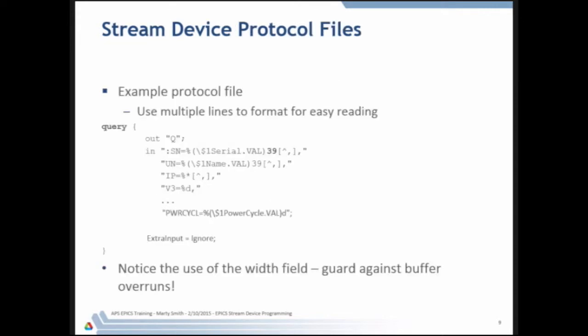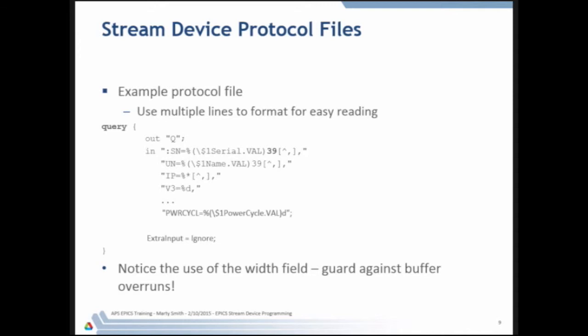So here's an example of the protocol file, just an excerpt from it that I use for that particular device, where I showed all the data coming back. You say the function or protocol name is called query, and I have an out with a Q. That's it. That's all I need to send, except that you have to send some kind of terminating character, usually a new line or a carriage return.